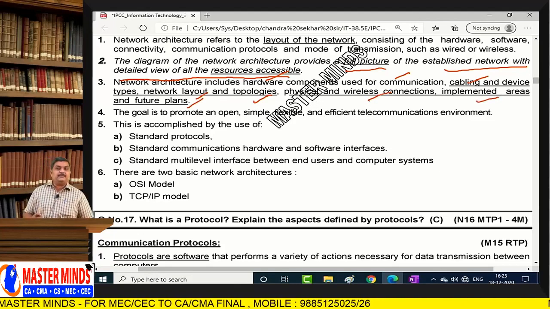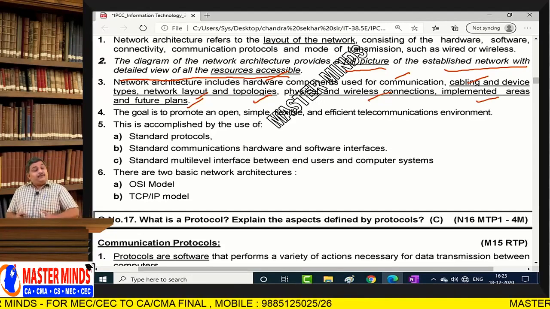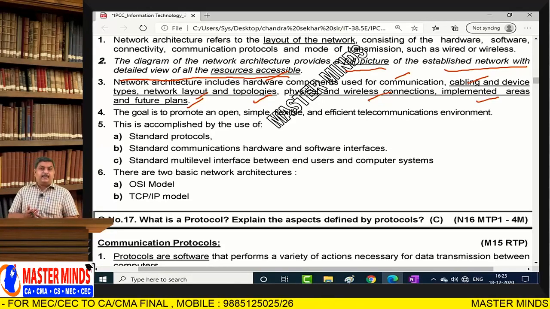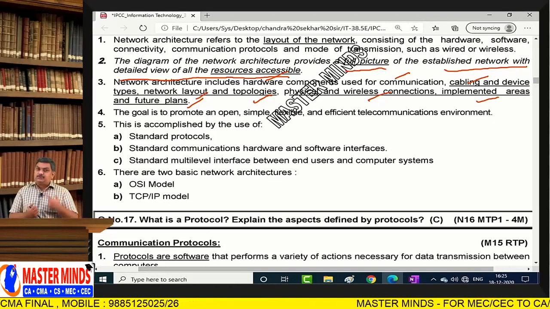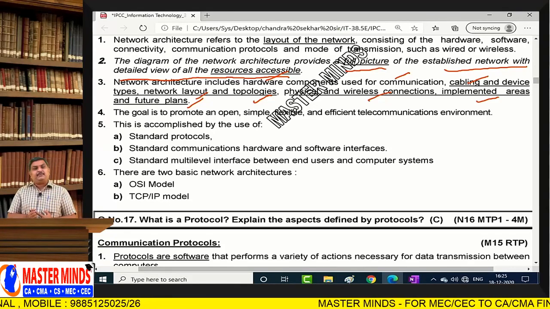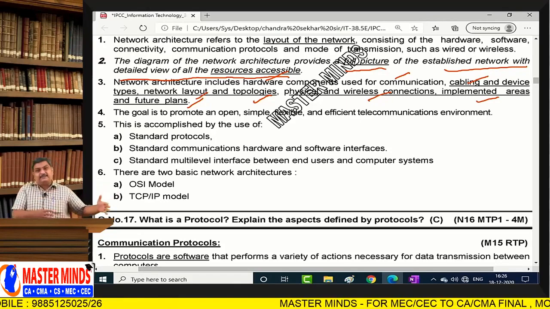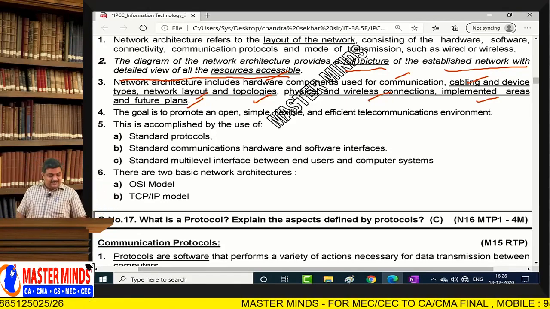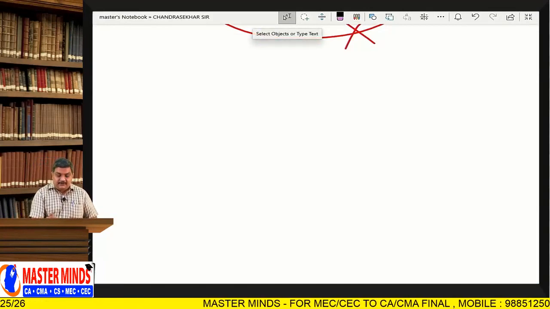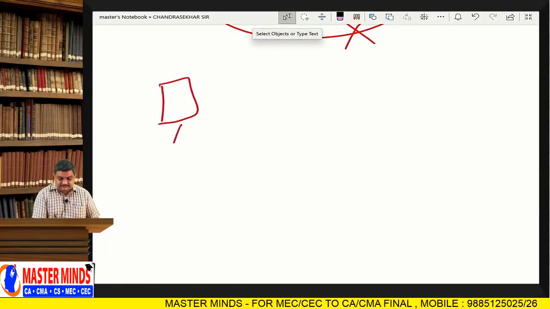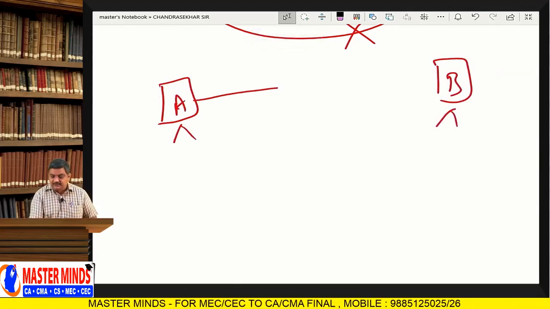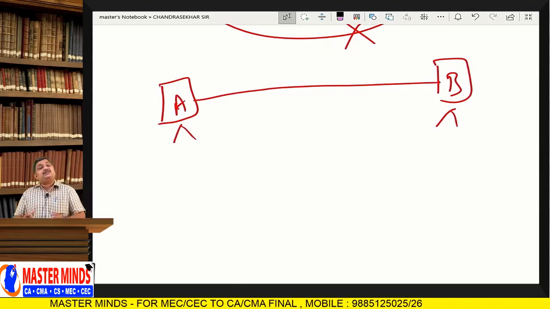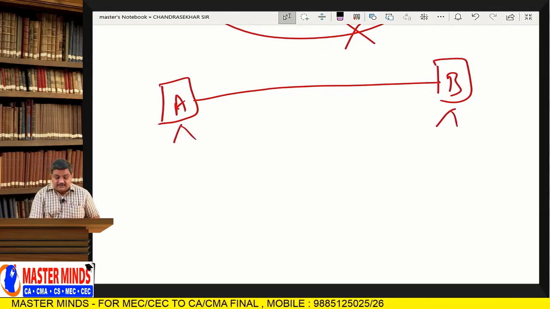See, that means we have already studied about topologies. We have already studied about transmission modes, transmission types, and switching techniques. That means we have studied them separately. Now, in order to send some data from computer A to computer B, these all things are required. What all things are required?